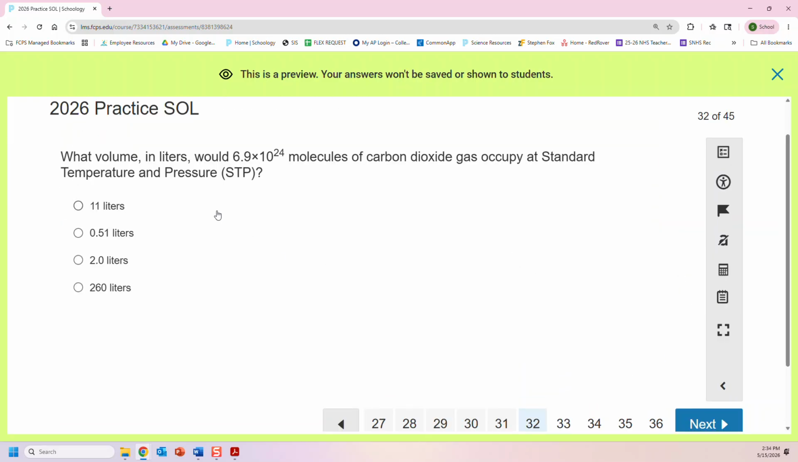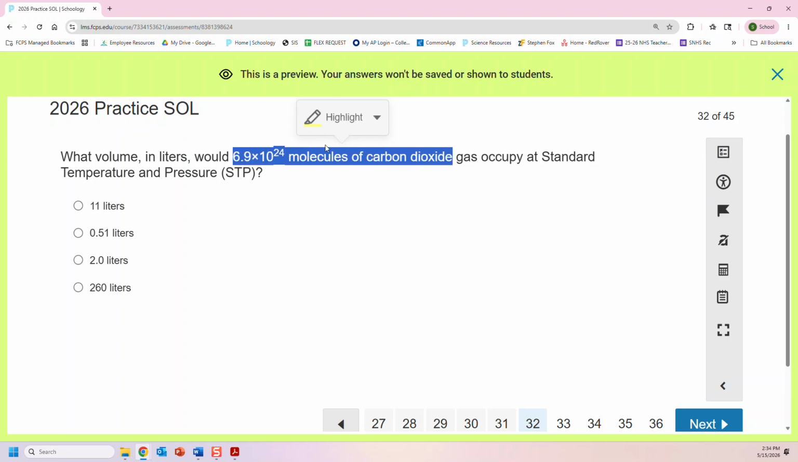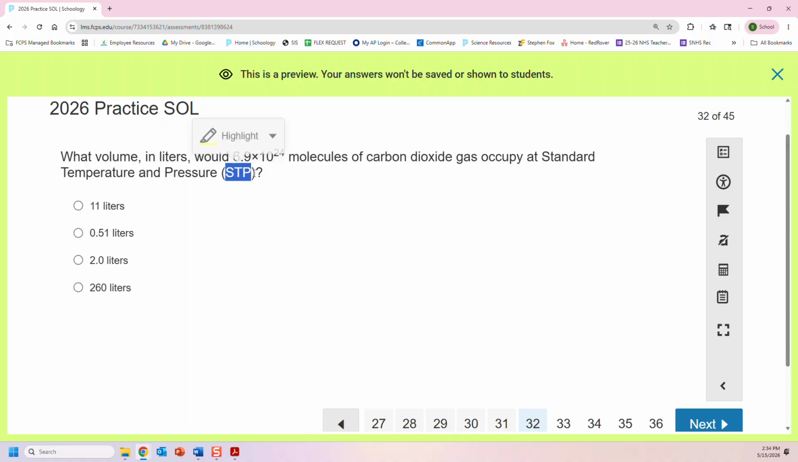Okay. So here it says, what is the volume in liters? What volume in liters would 6.9 times 10 to the 24 molecules of carbon dioxide occupy at standard temperature and pressure? Okay. So what do we got to do? We got to take our number of particles of CO2, divide by Avogadro's number to get moles, and then moles times 22.4 would give us liters, and we can always use 22.4 when we're at STP, right?